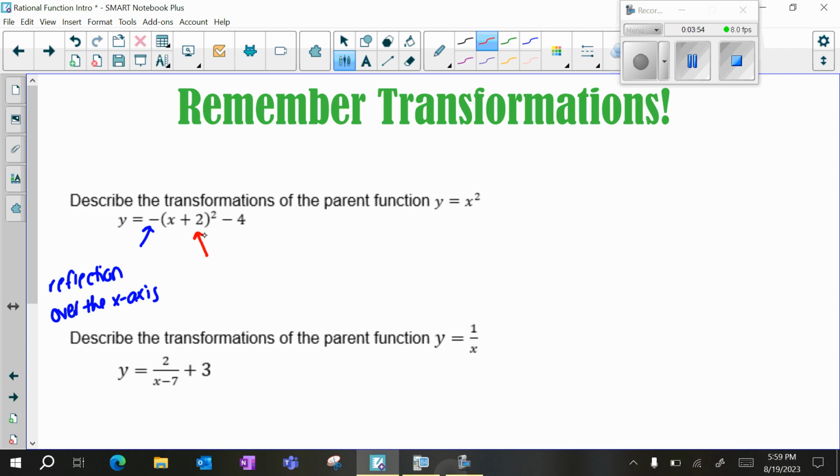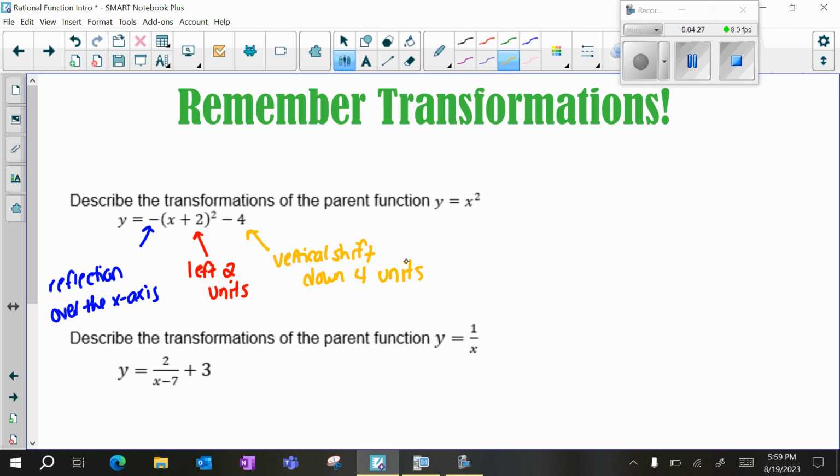This plus 2 on the inside is a horizontal transformation or shift. Remember, the inside is always opposite. So this is moving left 2 units. And then this minus 4 on the outside is a vertical shift down 4 units.